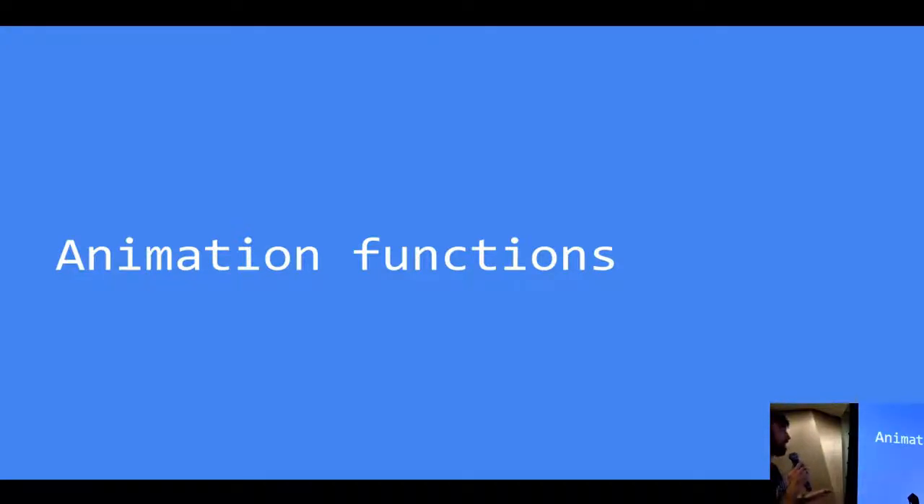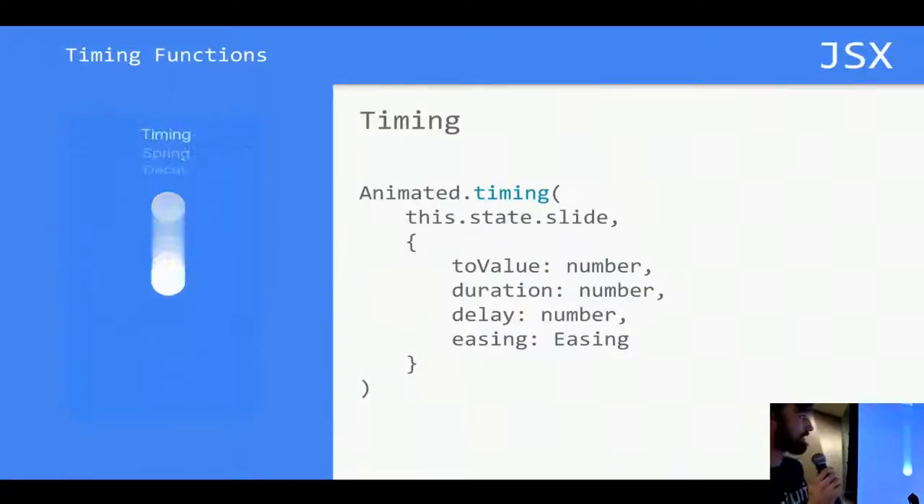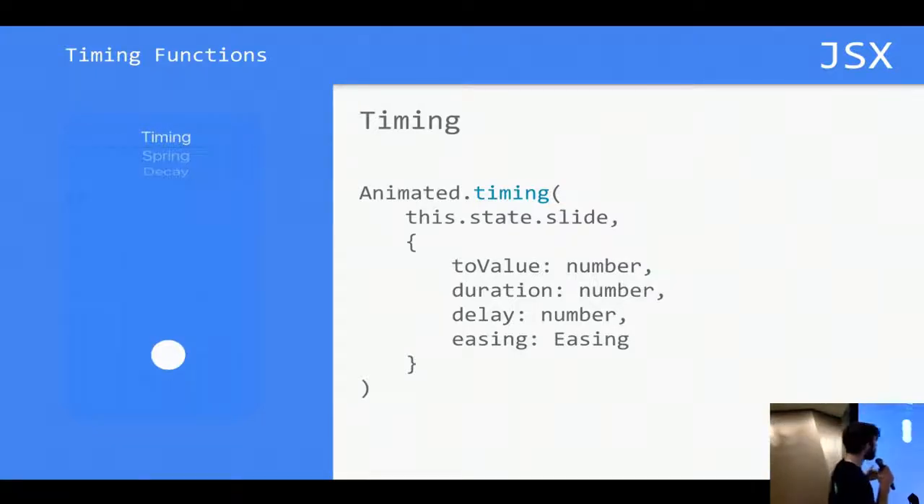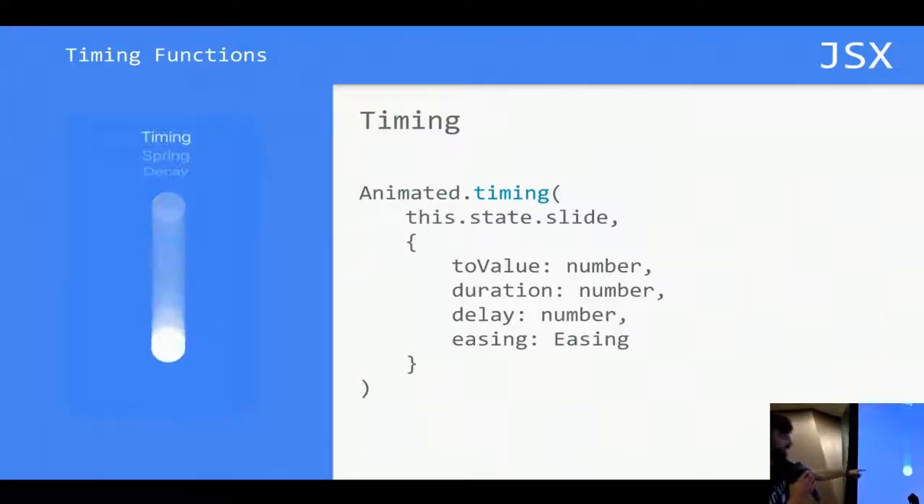So, now I'm going to talk about animation functions. This is like that Animated.timing. So this is like your typical bare bones CSS animation. It's just go to a certain thing, do a certain thing with a certain easing. You can put a delay on it. You can specify how long it takes. You're just going to go there. Simple animation. That's basically how CSS animations work.